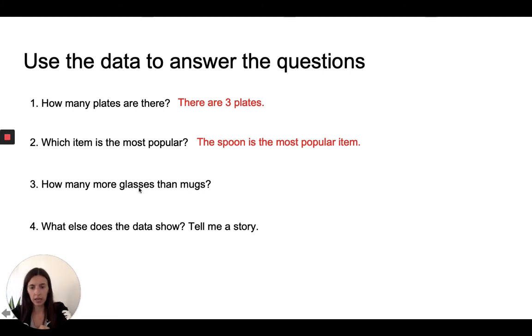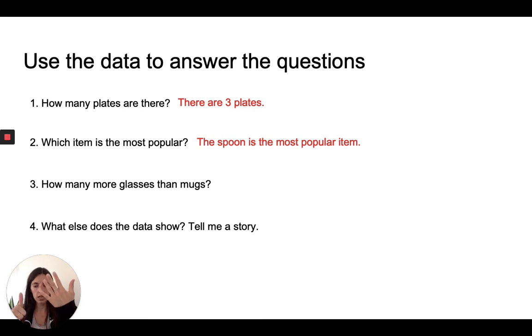So I could do 8, take away 2, to find the answer. Or I could start at the least, which was mugs with 2, and count on until I get to 8, which is the amount of glasses. So that's the way I'm going to do it. There were 2 mugs, and I'm going to continue counting on until I get to 8. So I'm going to put 2 in my head so I can use my fingers. 2, 3, 4, 5, 6, 7, 8.